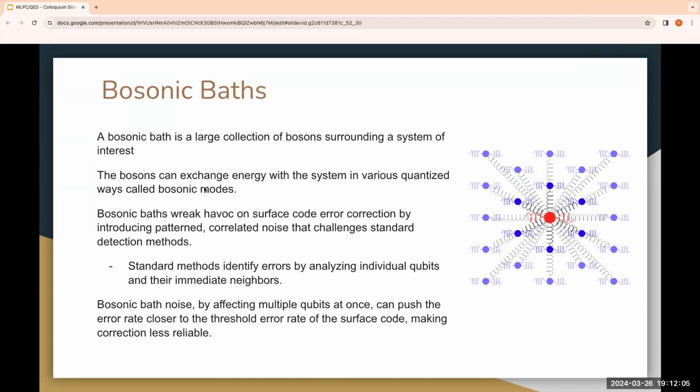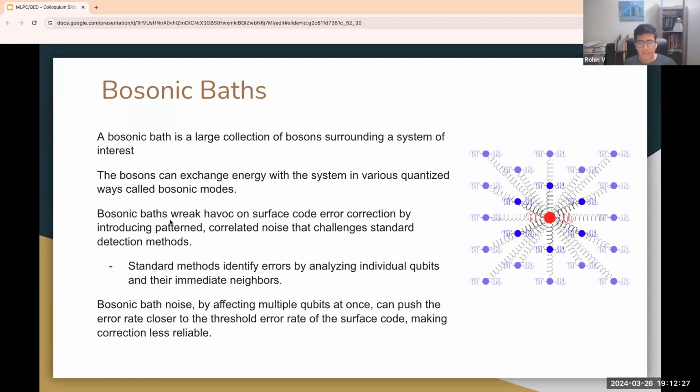Bosons can exchange energy through quantized modes called bosonic modes. And by exchanging energy, they just inject error into the system because they change the quantum state of the qubit, which is really important because the quantum state is the thing that holds the information.